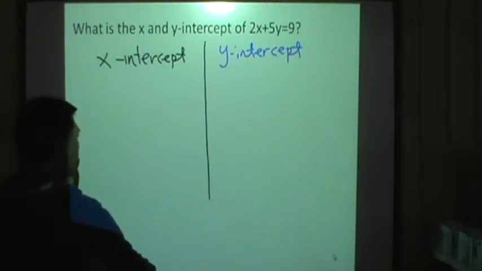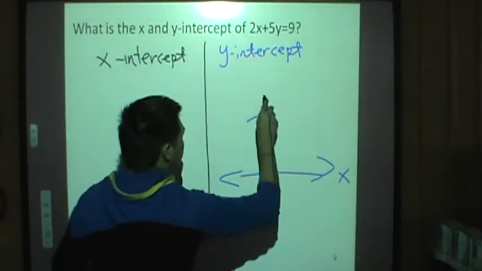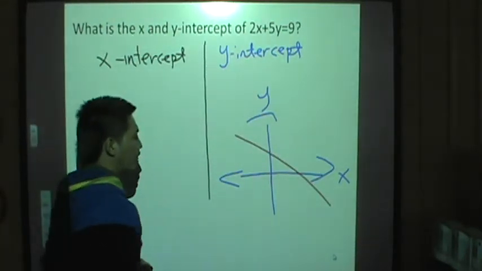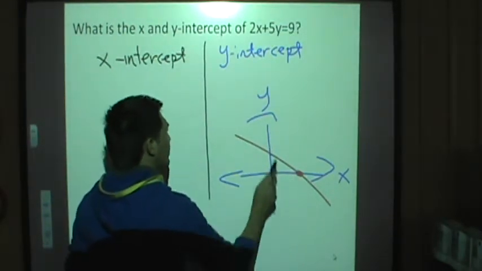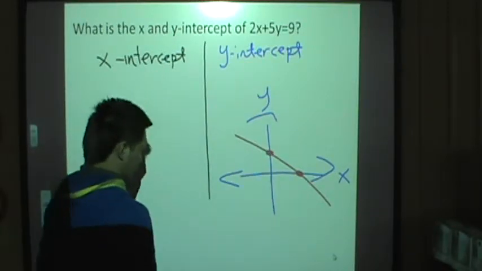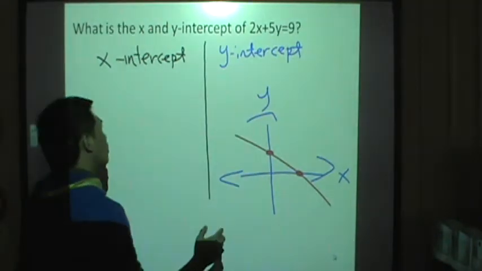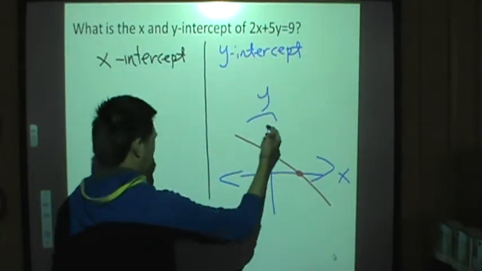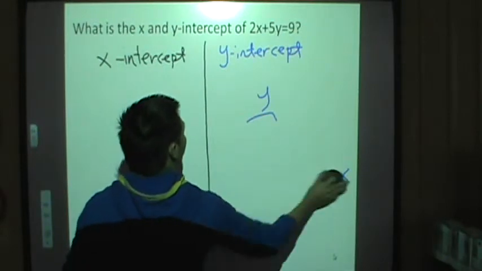So, for example, we have this. Remember, this is your x and this is your y. So let's say the graph is this. Okay? As you can see, the graph is crossing the x-axis at that point, and the graph is also crossing the y-axis at that point. So that's the question here: at what points will the graph 2x plus 5y equals 9 cross the x-axis and the y-axis? And we can do it super easy.